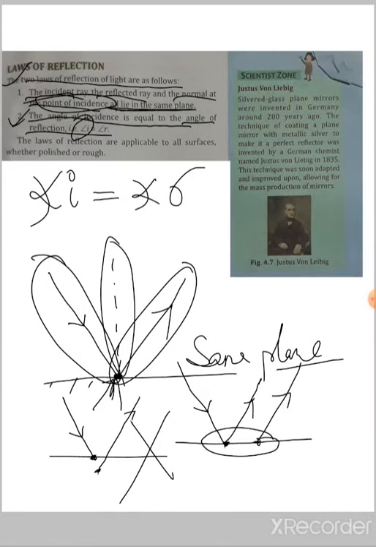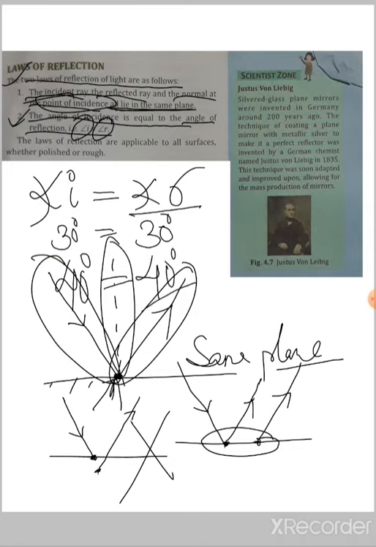Angle of incidence is equal to angle of reflection. So it means that if the angle of incidence is 30 degrees, my angle of reflection will also be 30 degrees. If my angle of incidence is 40 degrees, my angle of reflection will also be 40 degrees. Are you getting my point? So these are the two laws which are associated with reflection.